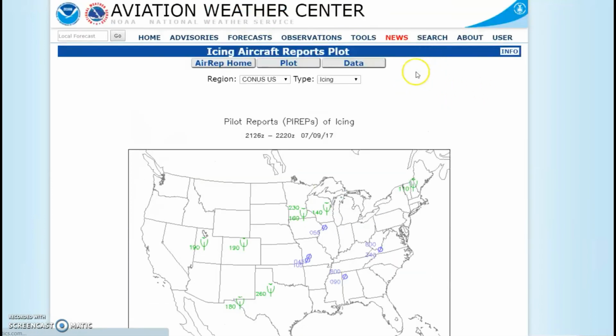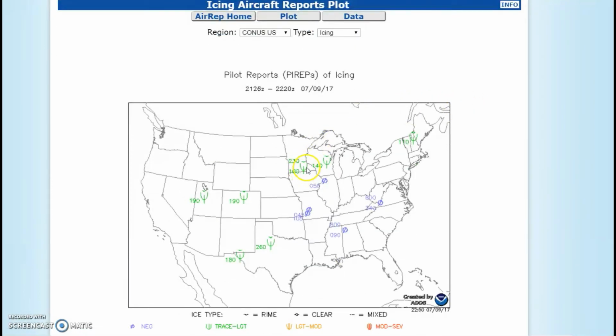Icing reports. We have a moderate icing from 16,000 to 23,000 feet flight level. And in Texas, where those storms are, 26,000 flight level. Yeah, I wish I had that much money.